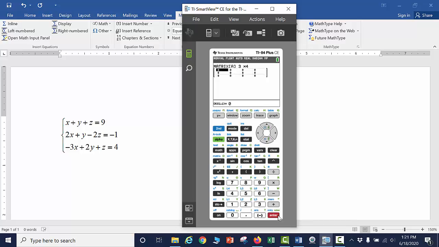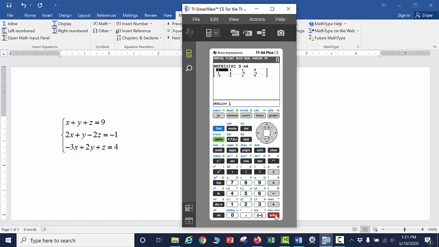And then I just enter the coefficients. So this first equation is 1, 1, 1, and 9, okay? The second is 2, 1, -2, and -1. There we go, okay? Now, then we have the third one, -3, 2, 1, and 4. So that didn't take too long.